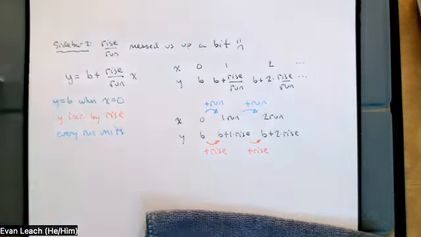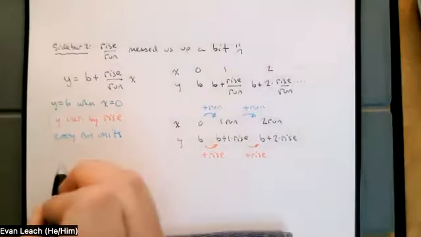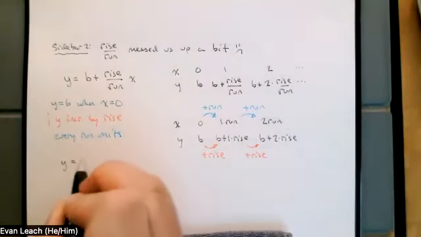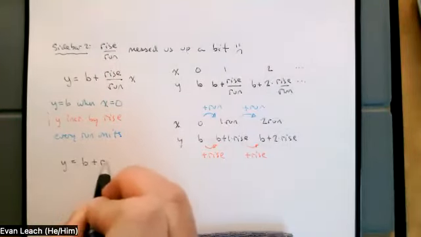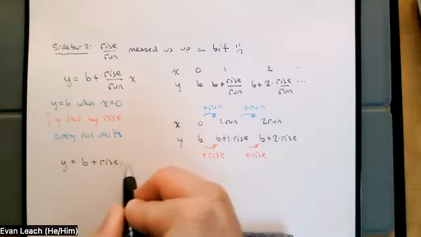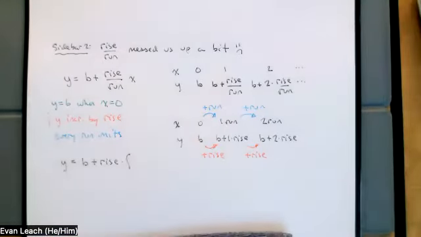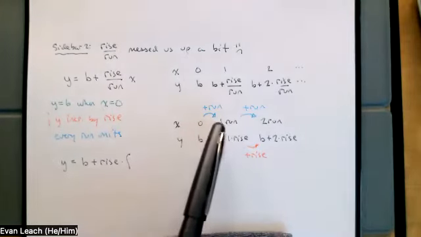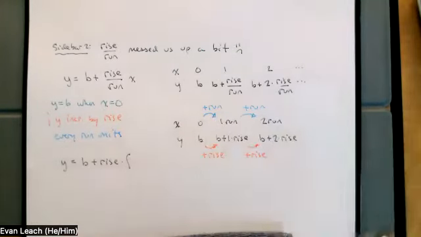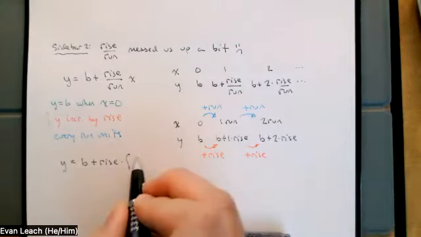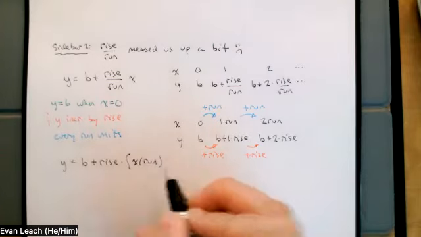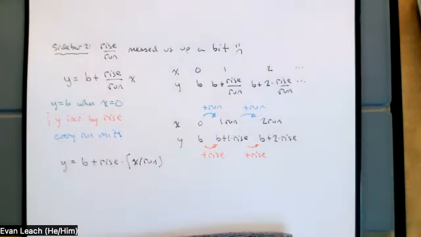So the way we could write this, we're going to add the rise every run units. How many times are we going to add the rise? Well, you can see up here, it's going to be 1 run, 2 run, 3 run, 4 run. That's the coefficient, counting the number of runs we've done. So if we just divide by the run, x over the run is the number of times we add the rise.